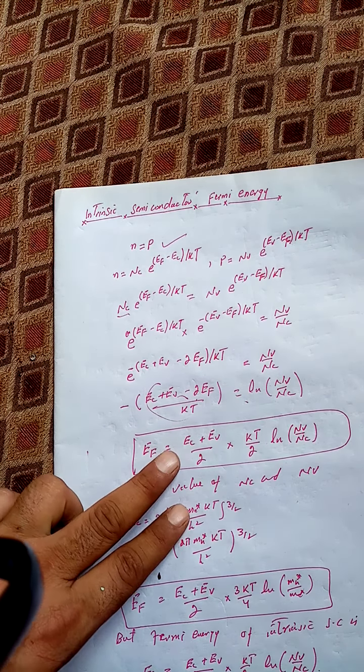So suppose we have this conduction band and we have valence band, and here we have the Fermi energy EF. So this is EC and this is EV. Now (Ec + Ev)/2 will give us this line. It is the middle of this conduction and valence band.